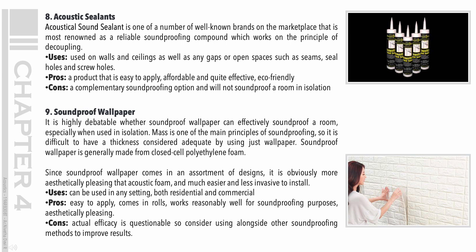9. Soundproof wallpaper. It is highly debatable whether soundproof wallpaper can effectively soundproof a room, especially when used in isolation. Mass is one of the main principles of soundproofing, so it is difficult to have a thickness considered adequate by using just wallpaper. Soundproof wallpaper is generally made from closed-cell polyethylene foam. Uses: can be used in any setting, both residential and commercial. Pros: easy to apply, comes in rolls, works reasonably well for soundproofing.